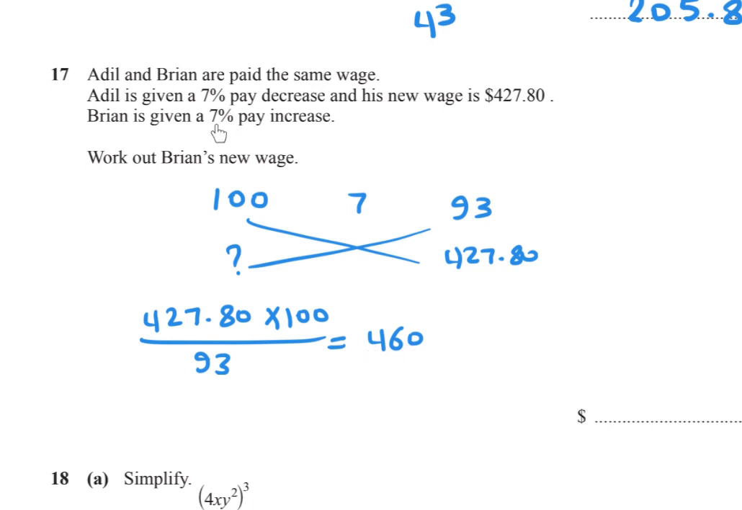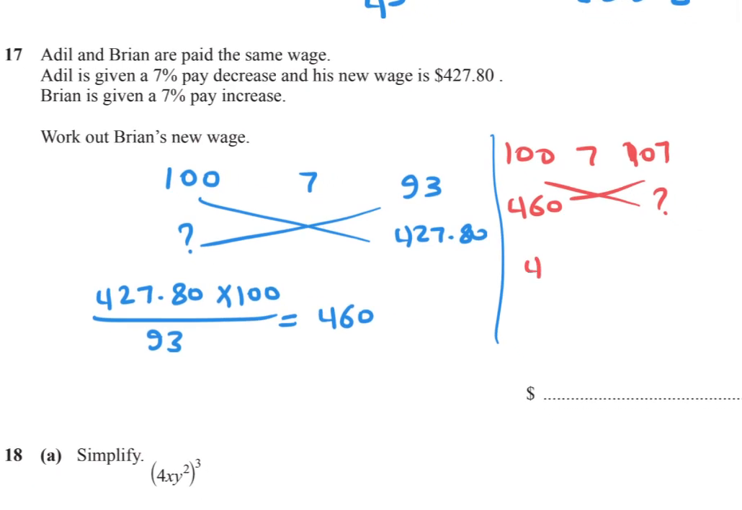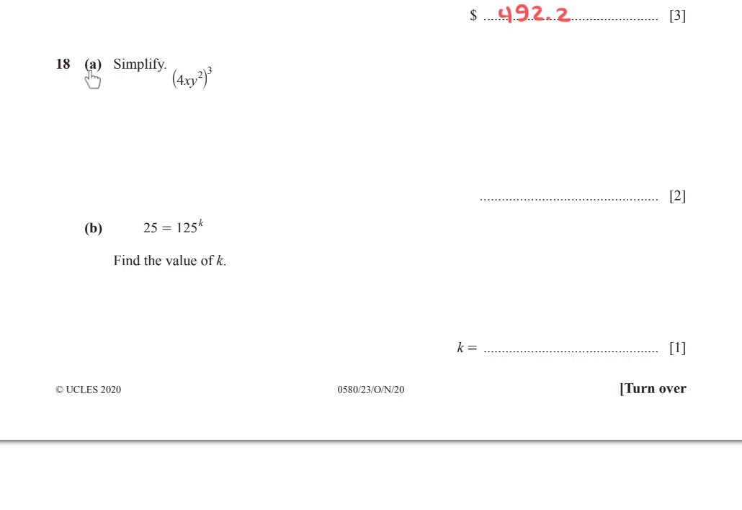Now Brian is given a 7% pay increase, so we can find the new wage. 107, so 460. Now we can find the new wage. 460 times 107 divided by 100 equals 492.2. Number 18a, simplify. 4xy squared all power 3.